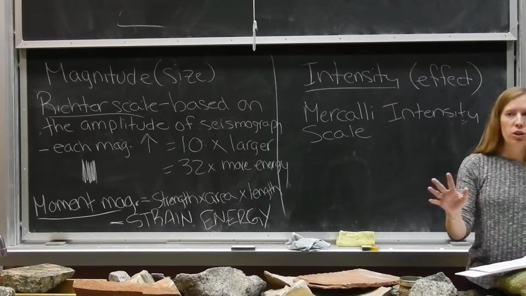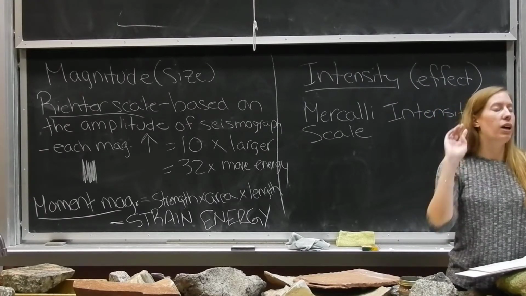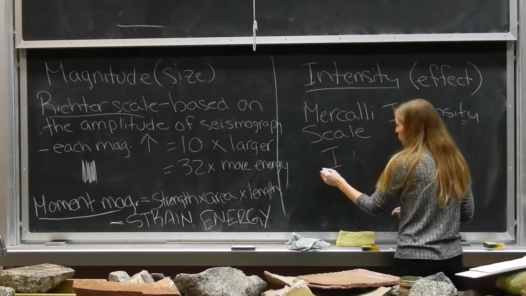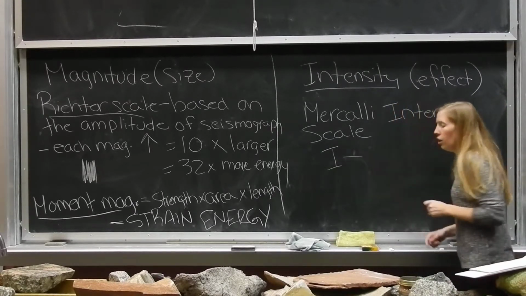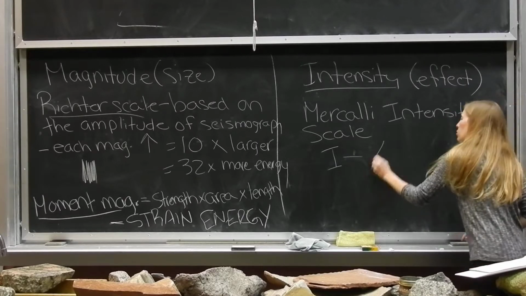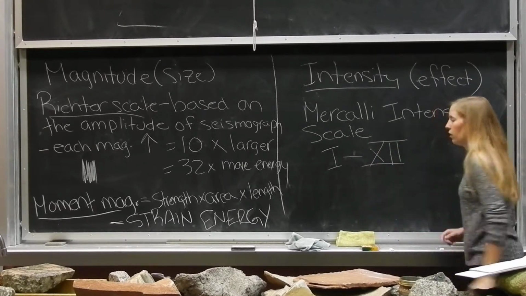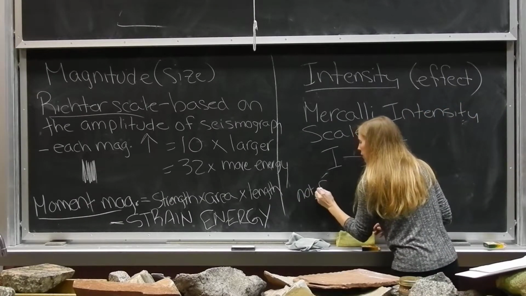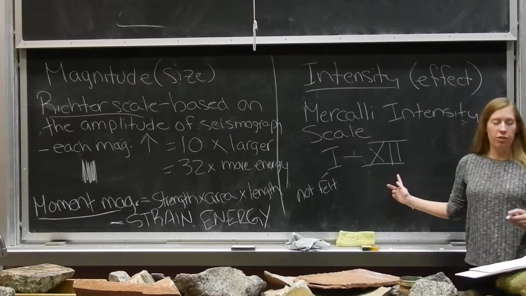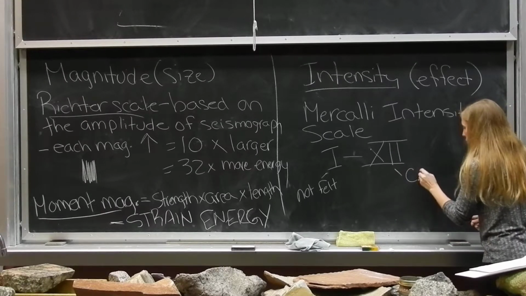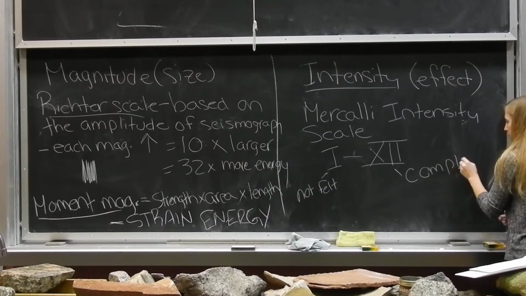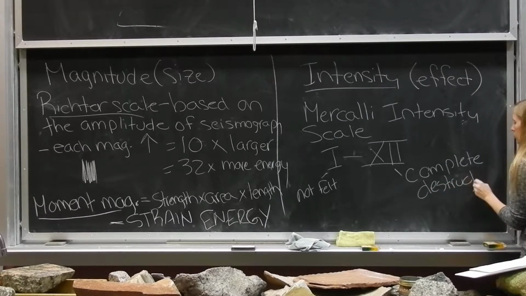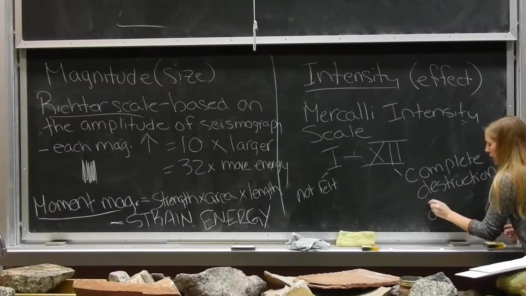This one you guys have to take a look at on your own. I'm not going to write it on the board. But it does go through levels in Roman numerals from 1 to 12, 1 being not felt, 12 being complete destruction, damage total.